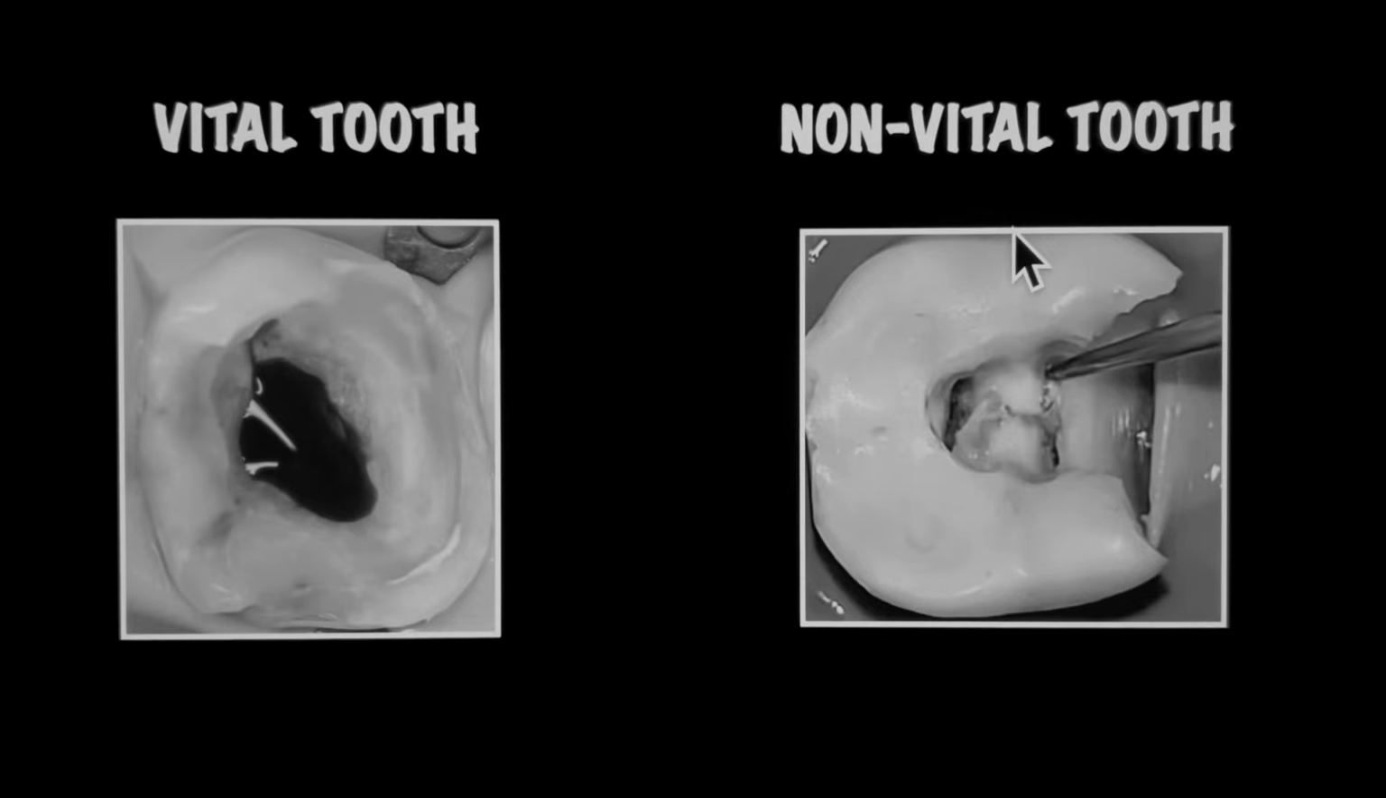When you open the access cavity, you will see bleeding within the pulp chamber. These are considered vital teeth. The advantage of a vital tooth is that it is not heavily infected. So root canal can be done in a vital tooth or in a non-vital tooth, where after the access opening you will see no bleeding within the pulp chamber or the canal. This is because of the long-term exposure to bacteria within the root canal system.